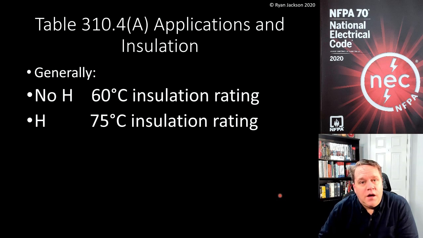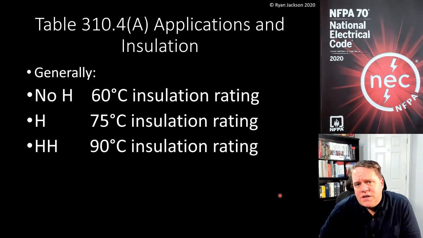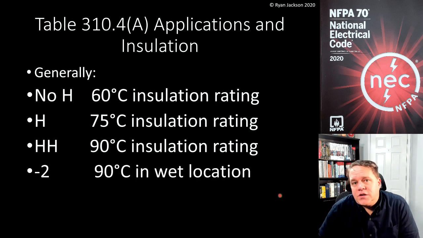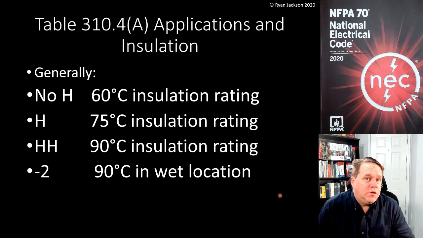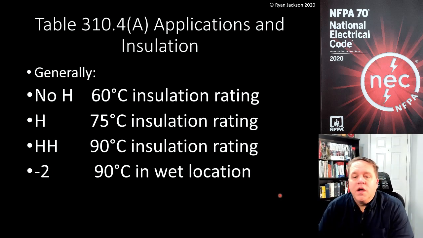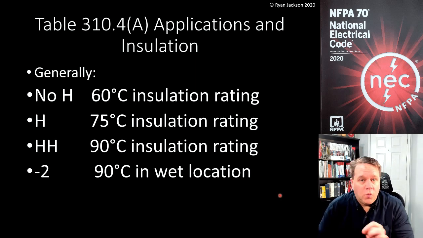If there's one H, like THW, that would be a 75-degree conductor. If you have two H's, that would be a 90-degree conductor, THHN, for example. And then if there's a -2 suffix, XHHW-2, THWN-2, USE-2, if you have a -2 at the end of it, that means it's a 90-degree conductor even in a wet location.